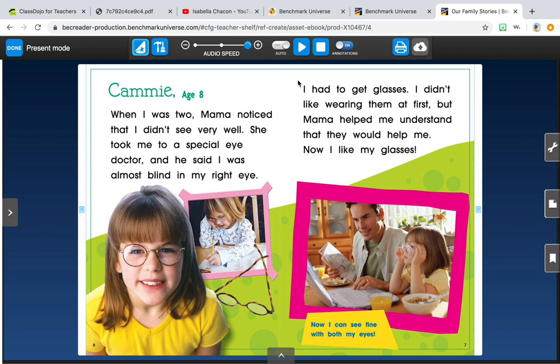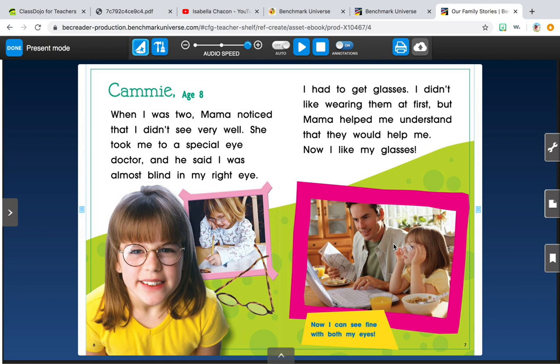Wow. I had to get glasses. I didn't like wearing them at first, but Mama helped me understand that they would help me. Now I like my glasses. So here's Cammy. She says, now I can see fine with both my eyes, and she has glasses. So this is another family story.